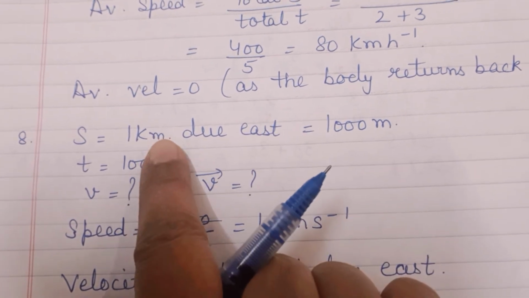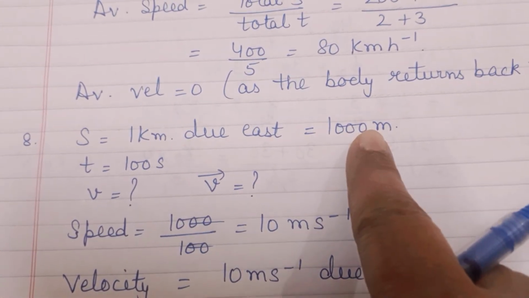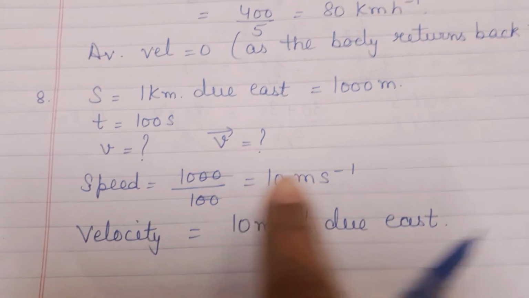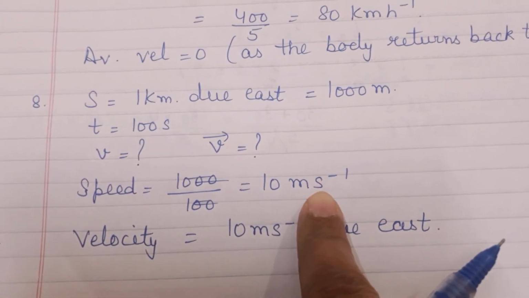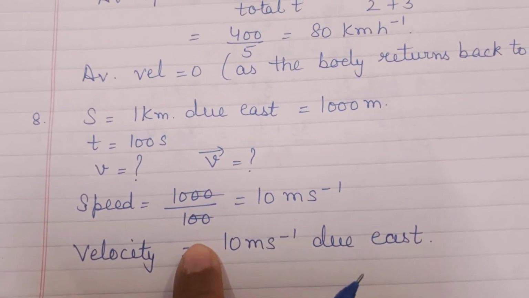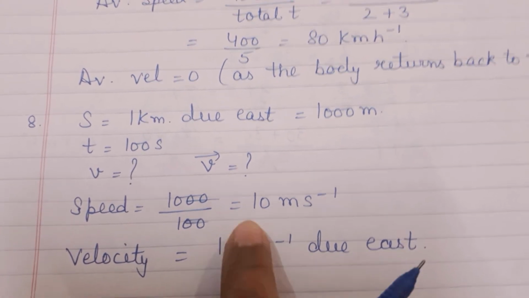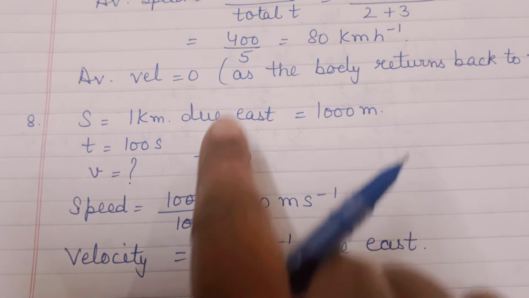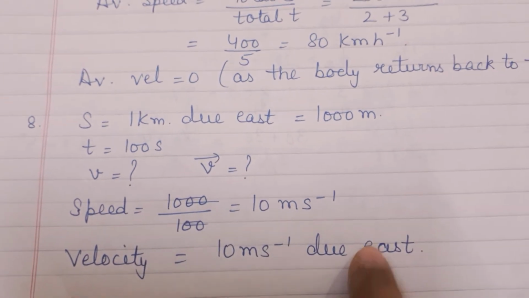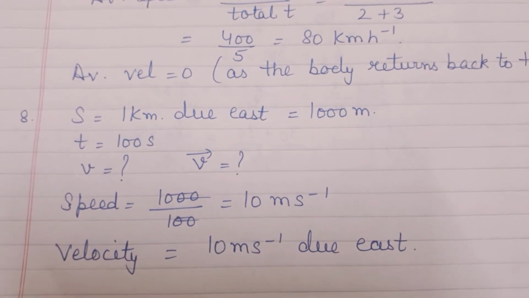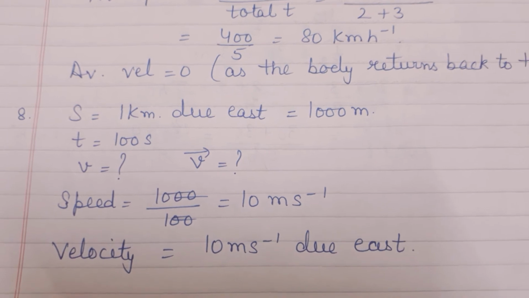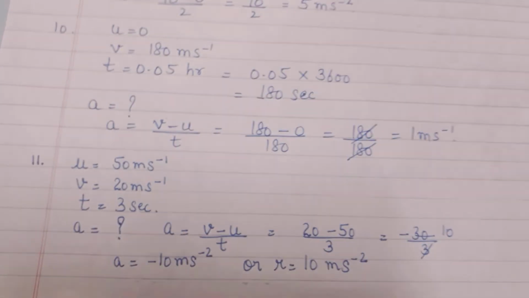So therefore I convert 1 kilometer to meters, that is 1000. I substitute the value, the speed is 10 meters per second. What about the velocity? Velocity would also be the same, 10 meters per second. But because it is a vector quantity, I need to specify the direction in it. So I write down velocity as 10 meters per second due east. I hope you are understanding the questions.